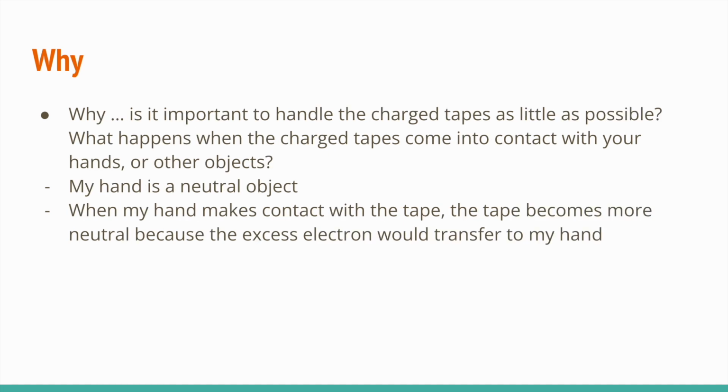Why is it important to handle the charged tapes as little as possible? And what happens when charged tapes come in contact with your hands or other objects? My hand and other objects are generally neutral objects, so when my hand makes contact with the tape, it becomes more neutral because the excess electrons would transfer to my hand. So if I neutralized the tape with my hand and then tried to run the experiment, the two pieces of tape would be neutral and would not repel each other.